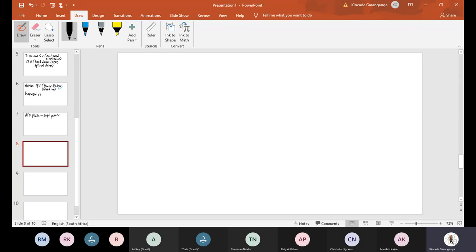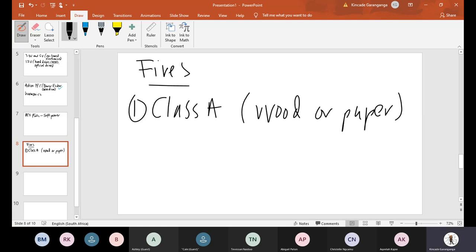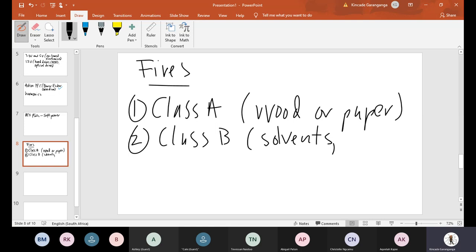So typical examples of fires: you've got class A, which covers free burning combustible substances like wood and paper. And then you've got class B, which deals with flammable liquids, like solvents, paint, or gasoline.